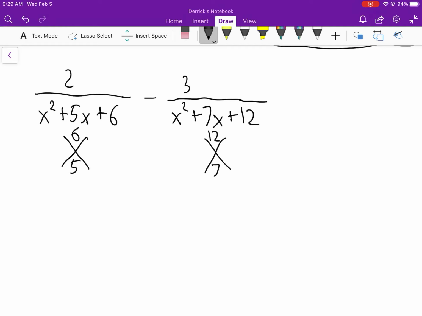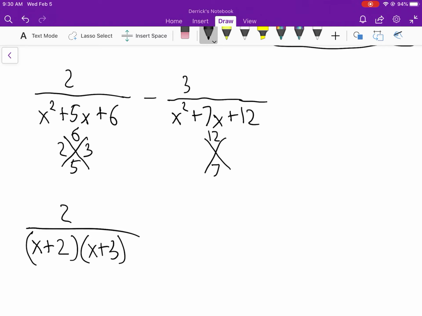Might not be a terrible idea to pause the video here for a few seconds, just to figure out these x methods yourself, just to make sure you still got this kind of stuff. Two numbers that multiply to 6 and add to 5 would be 2 and 3. 2 times 3 is 6, 2 plus 3 is 5. So that means I could rewrite my first fraction as 2 over x plus 2 and x plus 3.